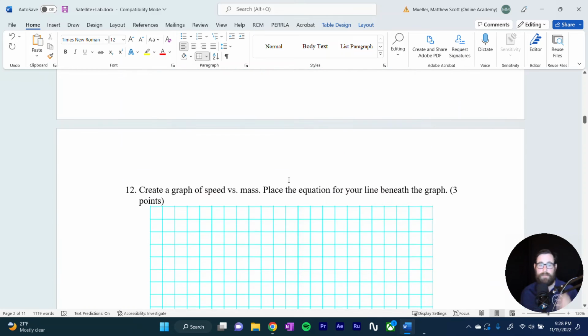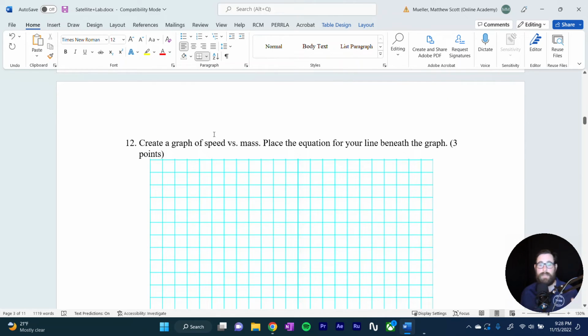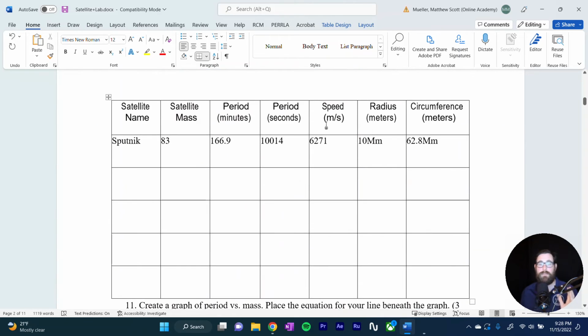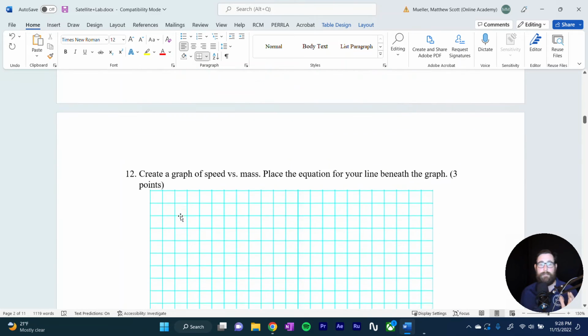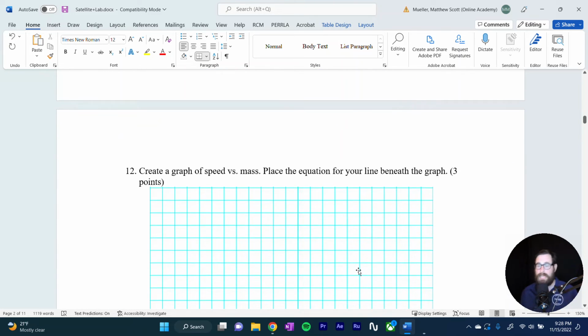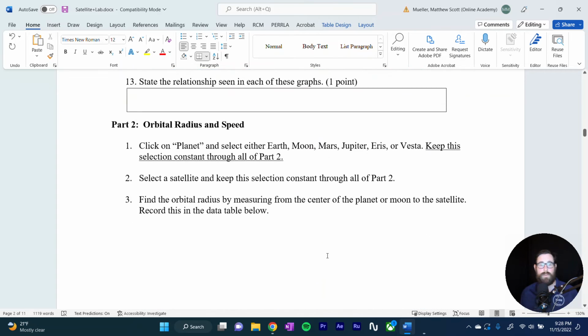So you're going to make that graph. And then you're going to do a speed versus mass. So then you're going to take this meters per second versus mass. Make a graph. You can use Desmos. You can use the graphing tool that's given in the lab. Either of those work.